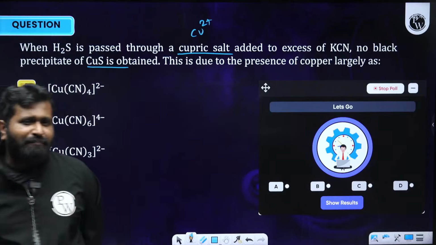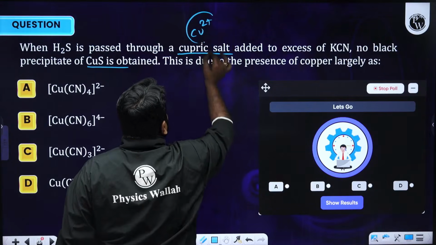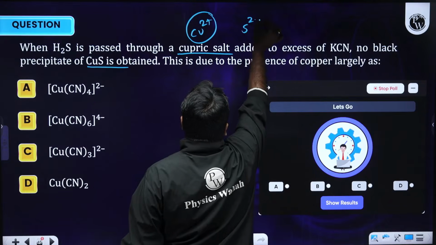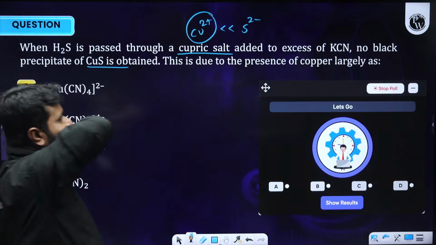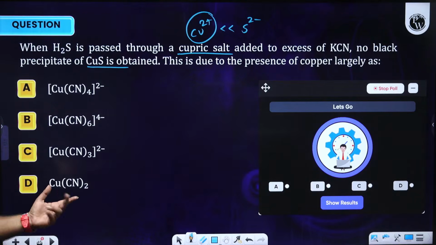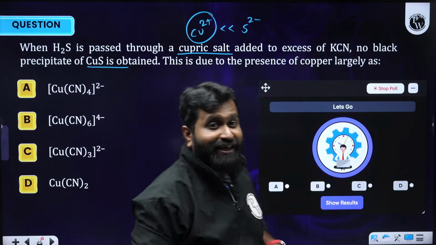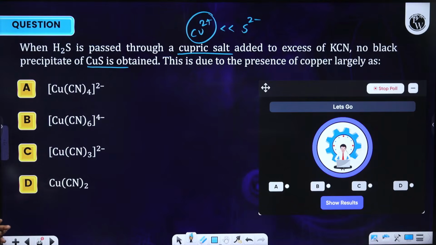If it is theory based, it is very easy for us to tell the answer. Cu2 plus is very small compared to S2 minus ion. So precipitate formation is not at all happening. This is foundation level chemistry, theory based chemistry. But here we need to think in terms of complex.